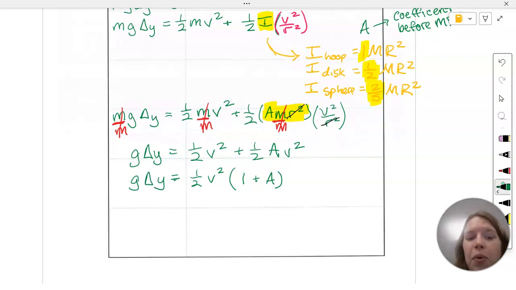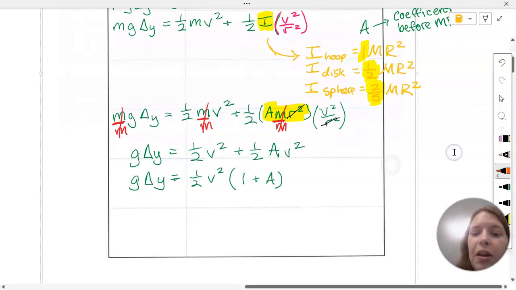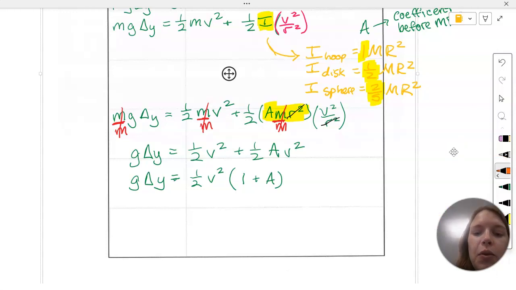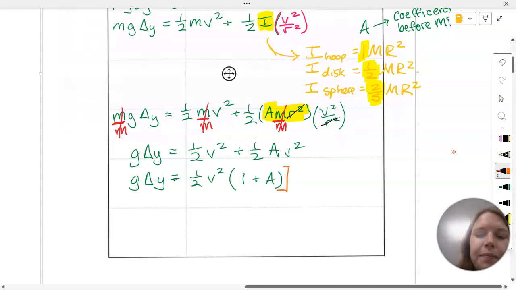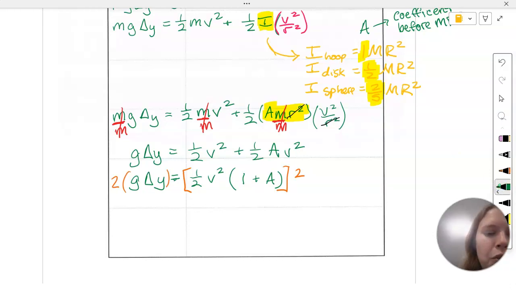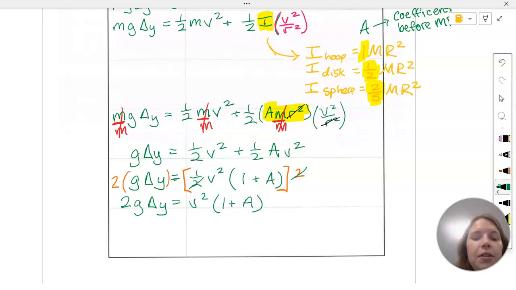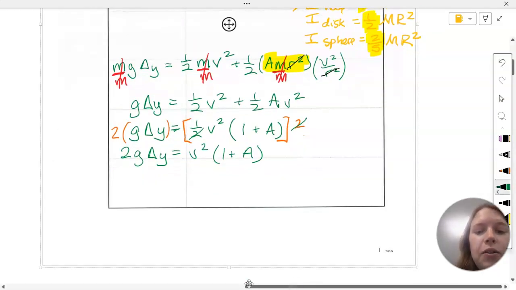So then we're going to multiply both sides by 2. We probably could have done that step up here as well, remembering that we needed to do it to every term. So we're going to multiply both sides by 2. So we end up with 2g delta y equals, so that 2 here and 2 here cancel, or become 1. So we have v squared times 1 plus A. So then we would just divide by the 1 plus A and take the square root.